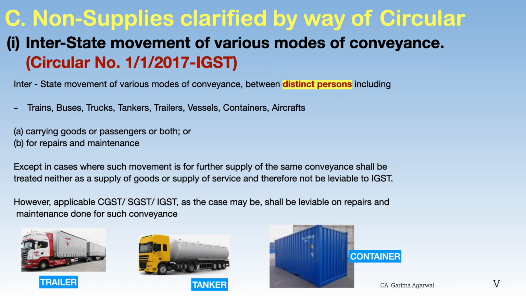Now if the Delhi head office sends the truck to the Mumbai branch and the Mumbai branch sells that truck to a customer in Mumbai, then that Mumbai branch is acting as a distinct person buying from Delhi.